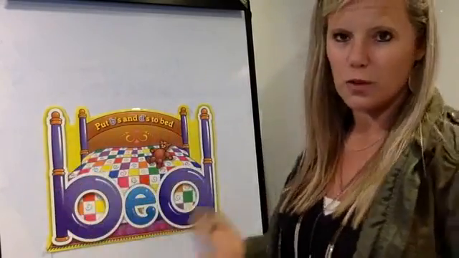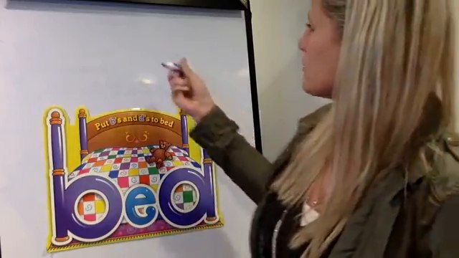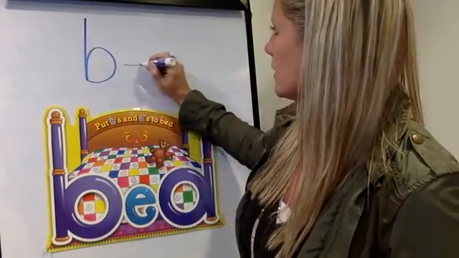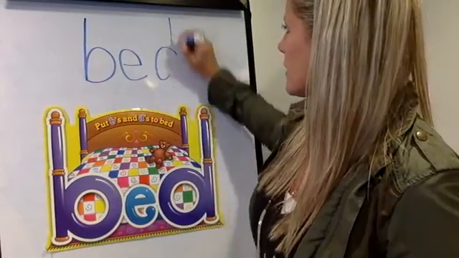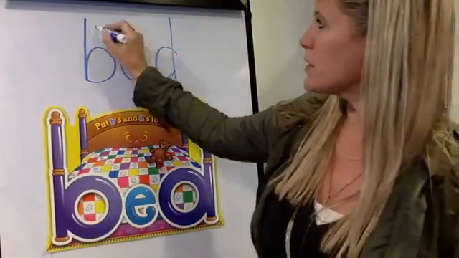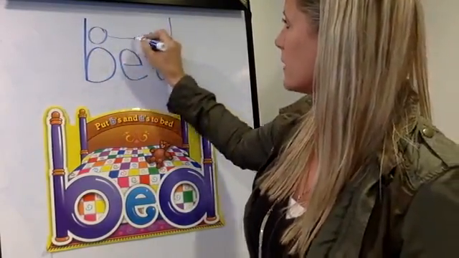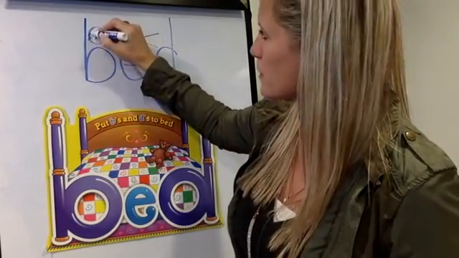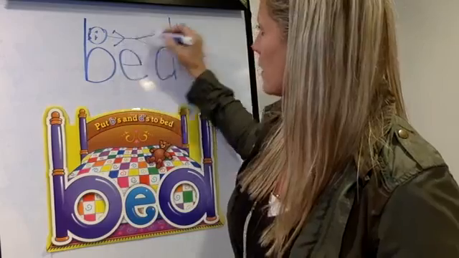What I have my students do is create this as a visual in their head. But I also want them to draw the word bed, B, E, D, and draw a person sleeping in the bed. A nice little stick person there. We'll draw eyes closed, and give this person a little bit of hair.